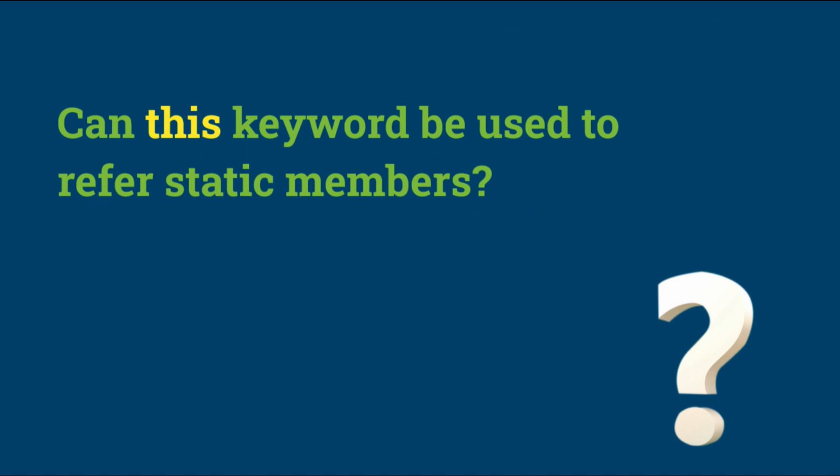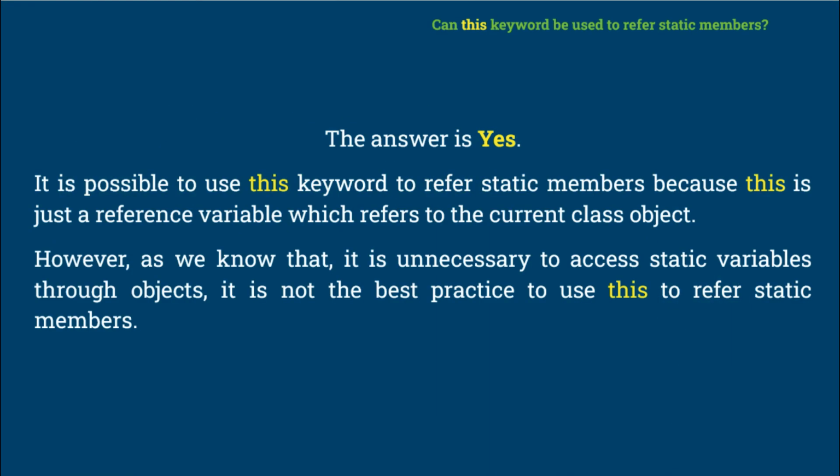Second question. Can this keyword be used to refer static members? The answer is yes. It is possible to use this keyword to refer static members because this is just a reference variable which refers to the current class object. However, as we know that it is unnecessary to access static variables through objects, it is not the best practice to use this to refer static members.